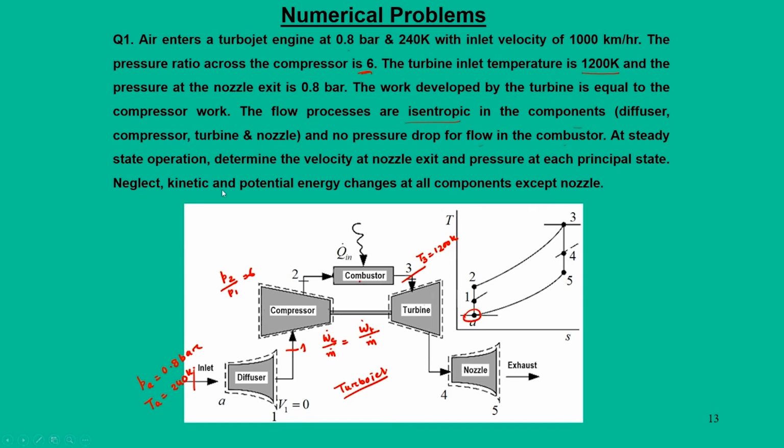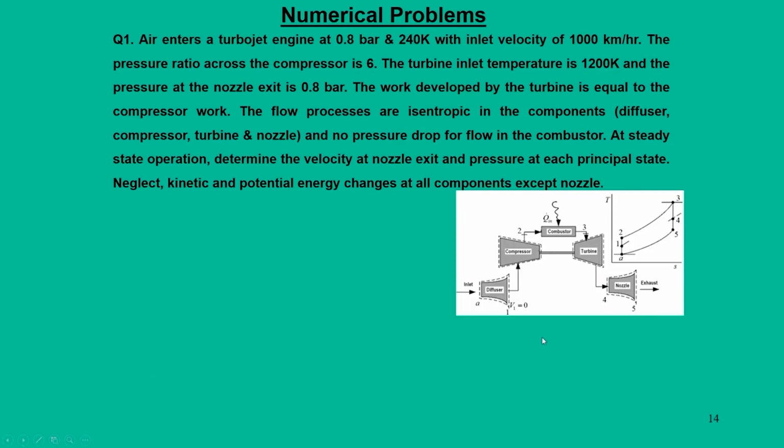At steady state operation, we need to determine the velocity at the nozzle exit. So essentially we are looking for the velocity at state 5 at this nozzle exit. We also expect the pressure at each principal stage, that is P1, P2, P3, P4 and P5. To start the problem, let us go component wise.